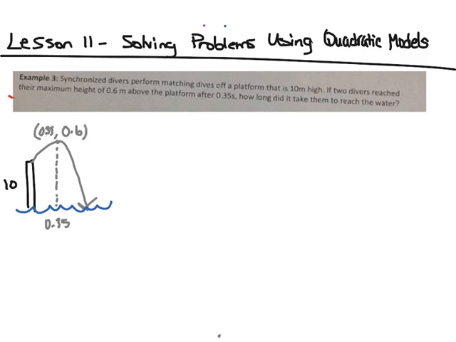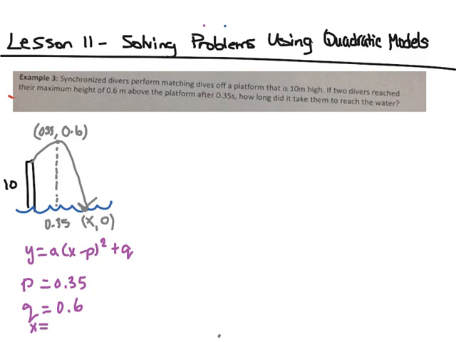We want to find how long it takes to reach the water. So we want to find x when y is 0. So we're going to put it into vertex graphing form: y equals a(x minus p) squared plus q. We know p is 0.35 and q is 0.6. We don't know a, but we know that we have a point here of (0, 10).